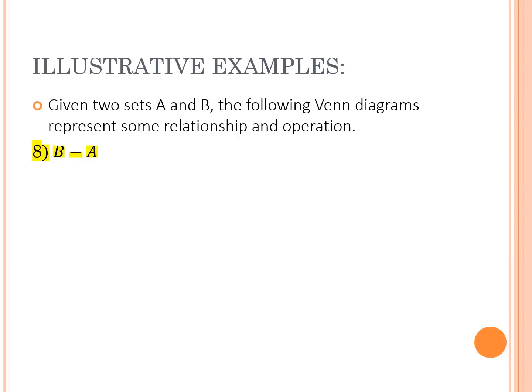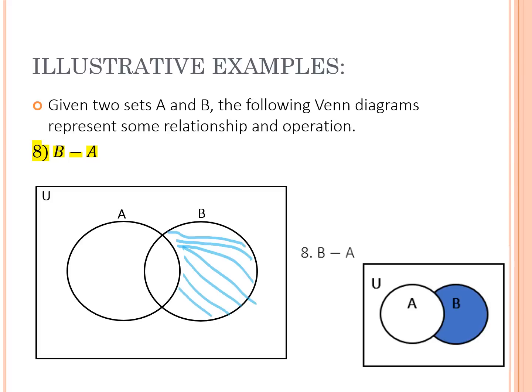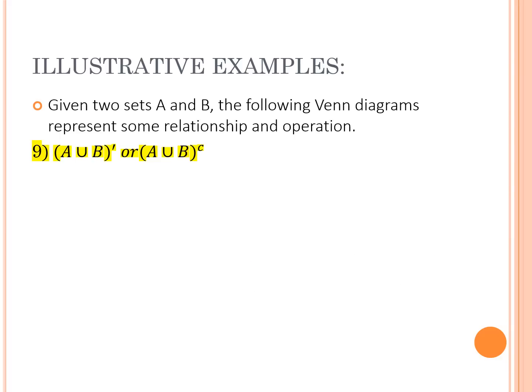Number eight, B minus A. So we are going to shade the area of set B, but we will remove the area of circle A or set A. So this is it. There you go. Shaded region.